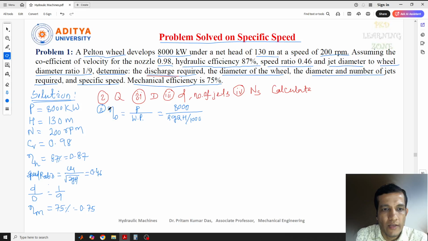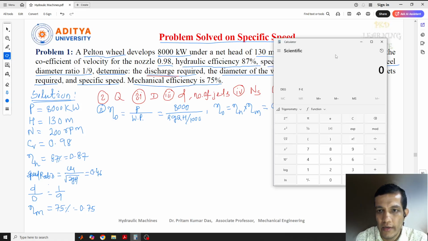Then one more value we need to identify is the overall efficiency. Overall efficiency is not given; only hydraulic efficiency and mechanical efficiency are given. If you remember, overall efficiency is the multiplication of hydraulic efficiency and mechanical efficiency. In this way we can identify the value of overall efficiency. If we are able to calculate the overall efficiency, then we can find out the value of Q.